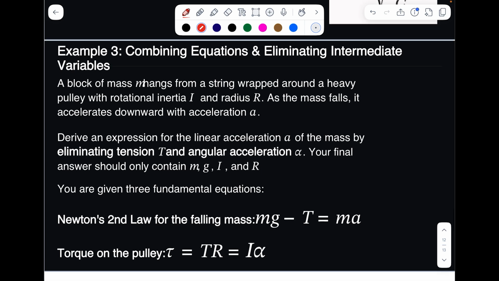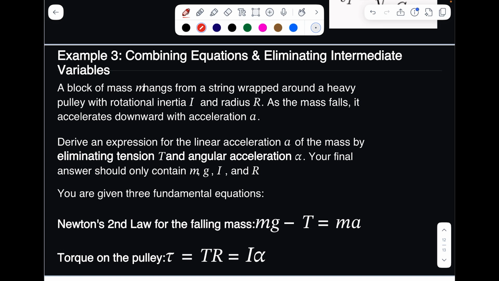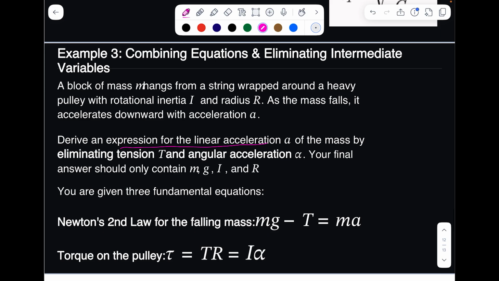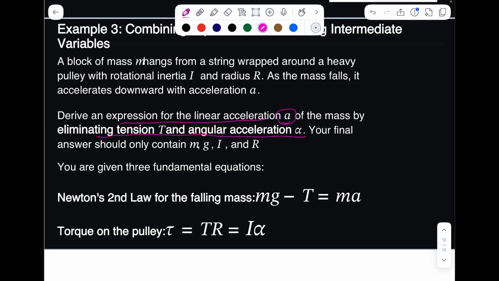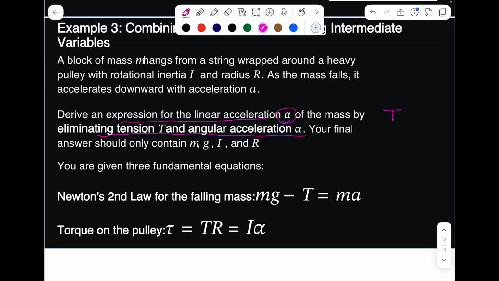Okay, here's example 3, combining equations, limiting the intermediate variables. So if we look carefully at this one here, we're going to derive an expression from the linear regression for A. So you're trying to solve for A, right? Eliminating tension and angular acceleration. So I want to get rid of T and alpha, so I only want it to be in terms of m, g, I, and r.